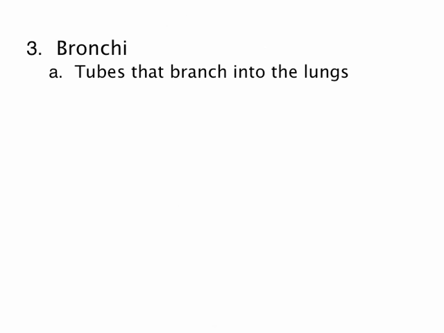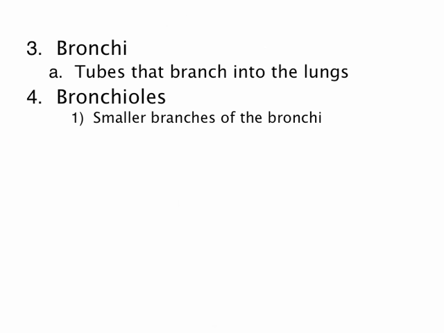All right, now as the trachea moves down into the lungs, it's going to branch. The branching of the trachea would be called the bronchi. So these are tubes that branch into the lungs, thus the name bronchitis being an inflammation of the bronchi. As those tubes continue to branch further, they become bronchioles. So these are smaller branches of the bronchi. They just continue branching until we get directly into the lungs.